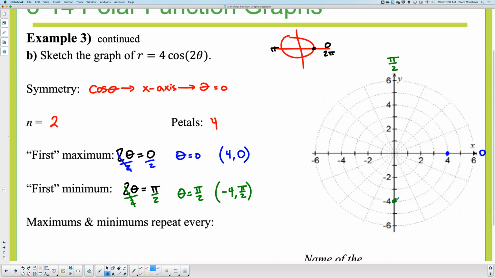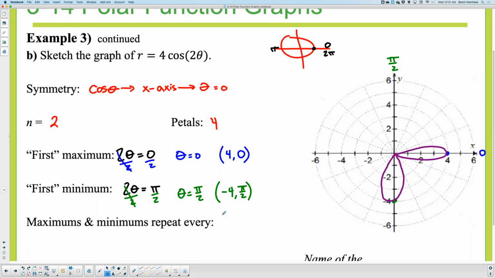Now, this graph does not connect from here to here. You know how I know that? Because this is a maximum, it's positive. This is a minimum, and it's negative. If you go from a positive to a negative, guess what you have to do? You have to go through 0. So this graph is going to come through here. It's going to hit this point, and it's going to have to come back to 0 before it makes its way to there. Okay, that's where we're at right now.